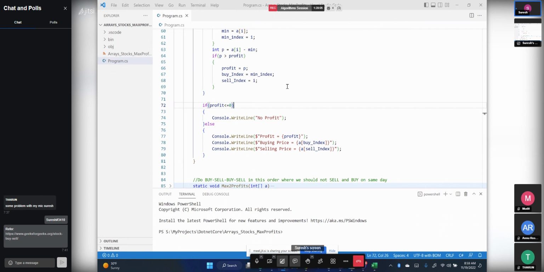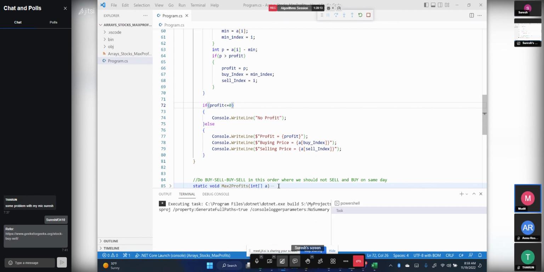Run without debugging. Oh, it's been more than 1.5 hours. It's almost 10:30 for you guys, right? Yes, we'll close pretty soon.